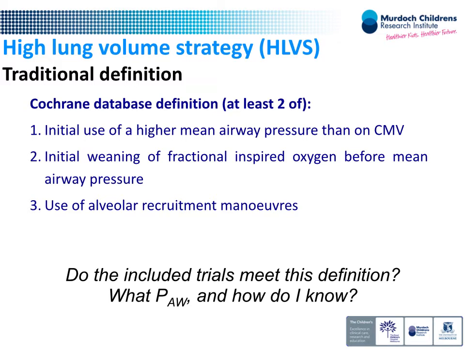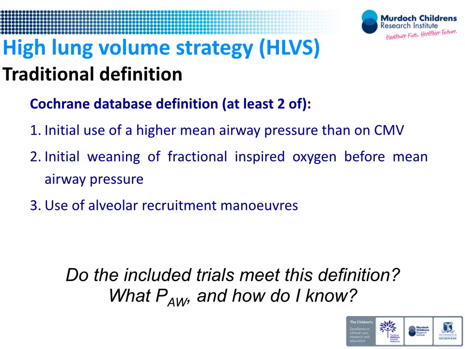And weaning FiO2 before mean airway pressure, and that's very important because mean airway pressure equals lung volume, and lung volume equals oxygen, and therefore your FiO2 needs. So if you want to maintain lung volume, you want to wean your FiO2 first. That shows you your lungs are improving rather than the other way around.